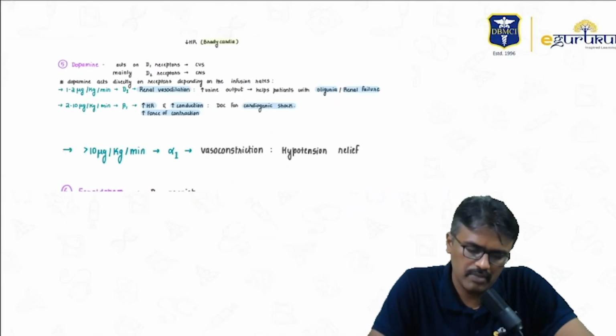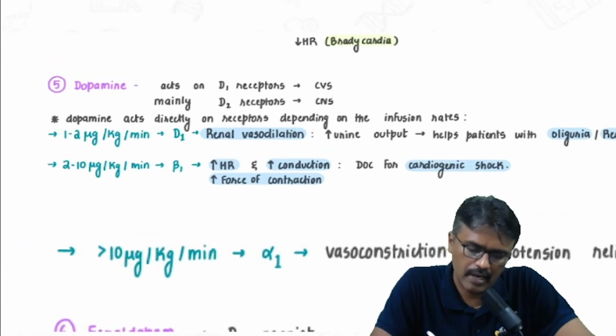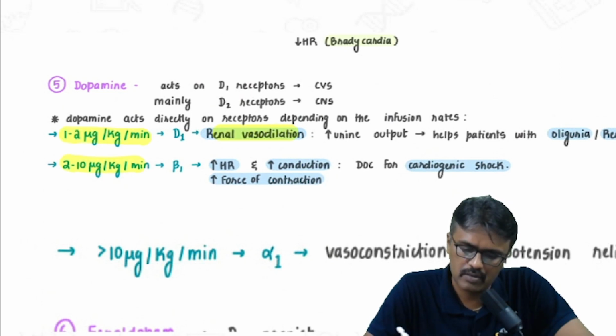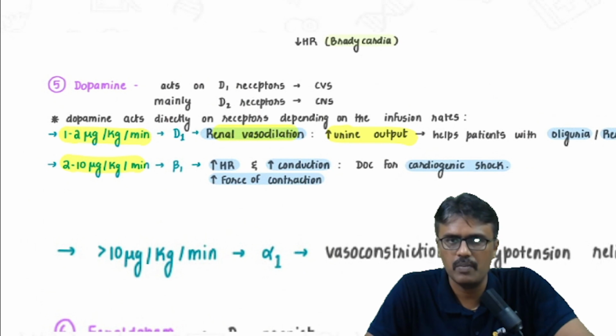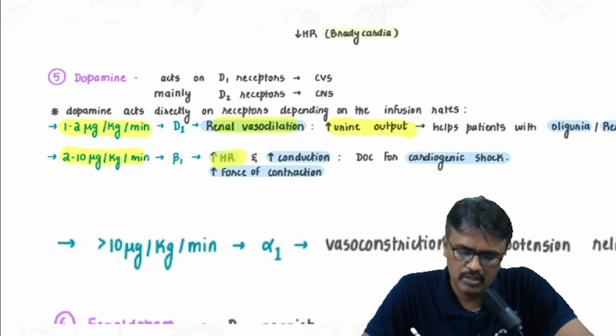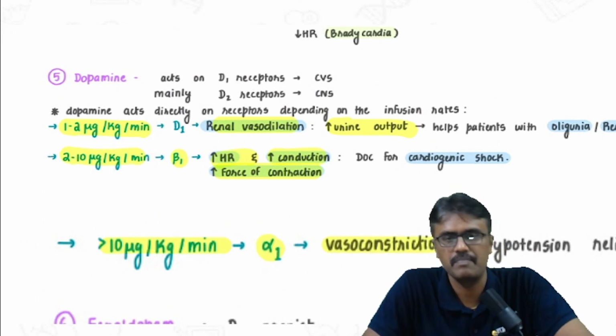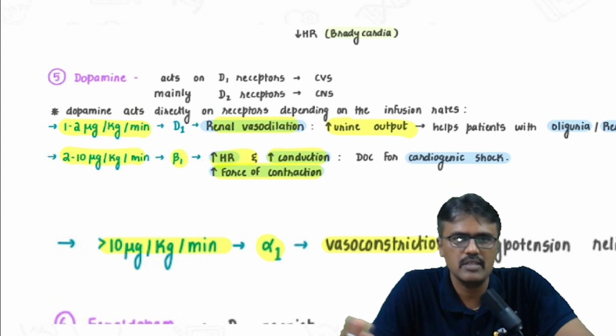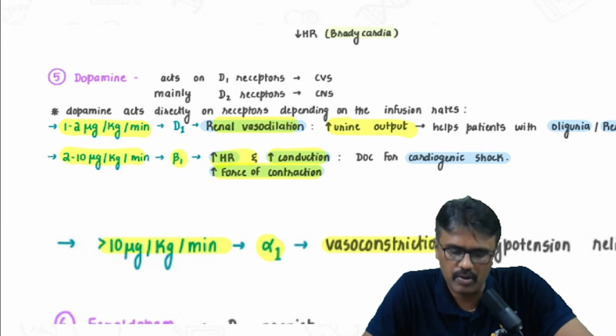Now this was the same thing what was discussed in the classes. Dopamine levels are mentioned here, 1 to 2, 2 to 10. Renal vasodilation increases urine output, and force of contraction, conduction because of beta 1 action, and more than 10, it acts on alpha 1 and causes vasoconstriction, right? So that vasoconstriction can be utilized for treating hypotension.